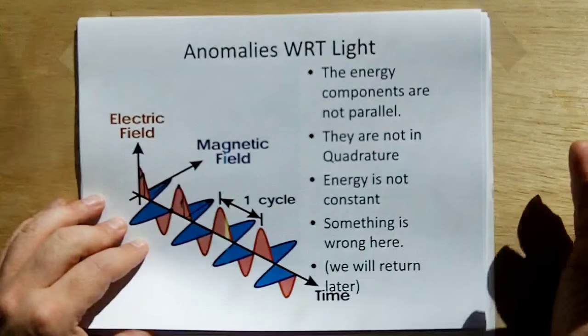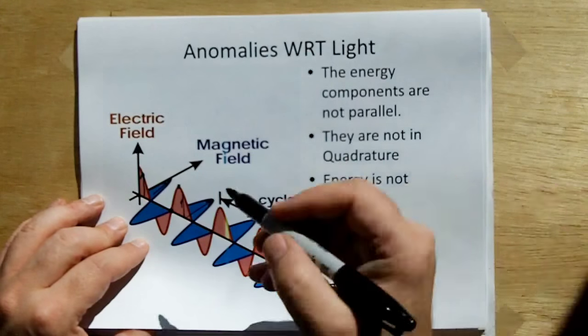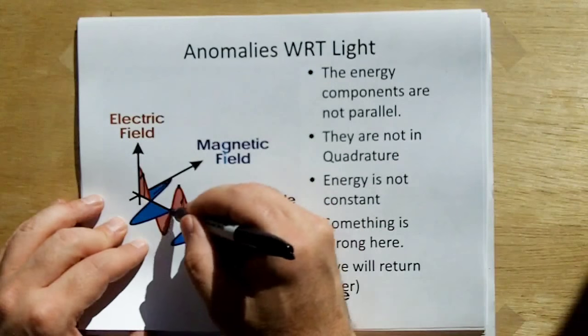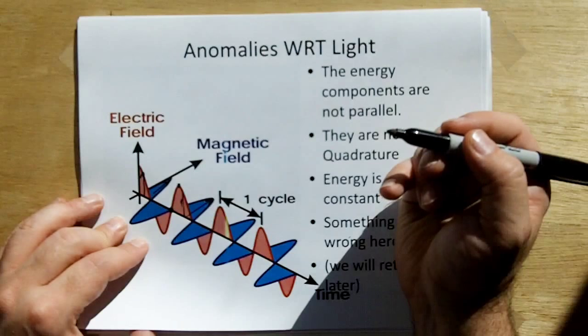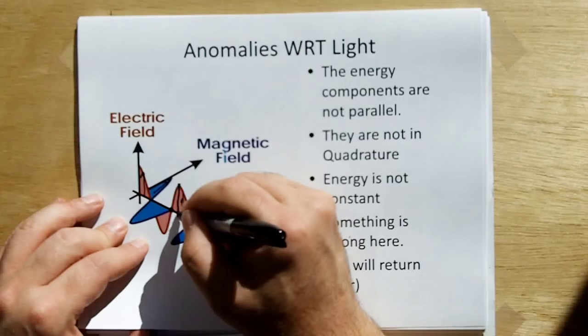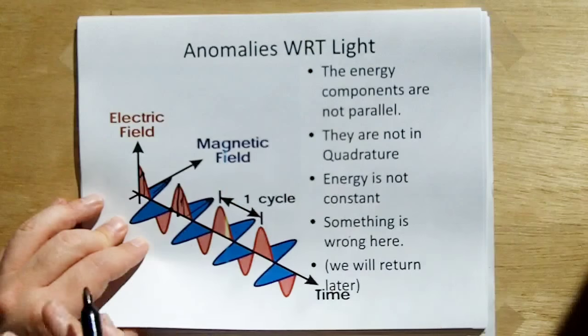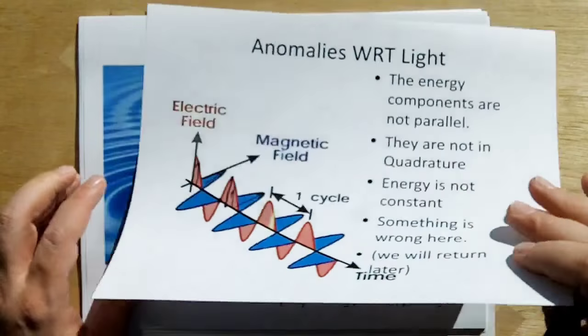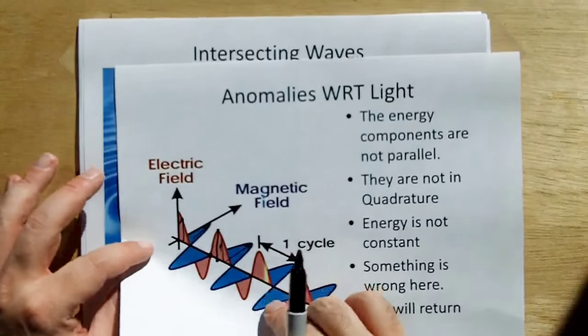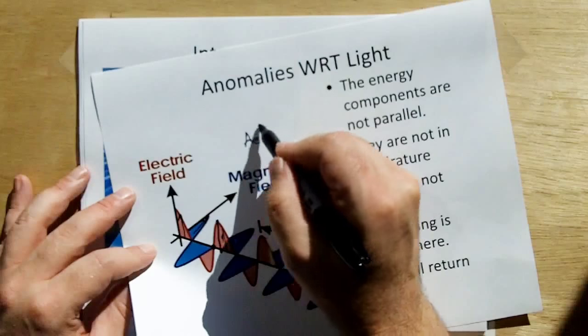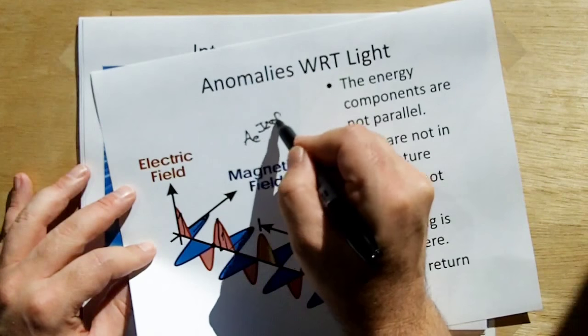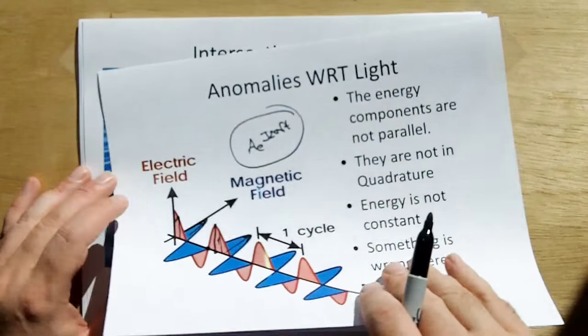And the biggest problem is it violates conservation of energy because, as stated in the opening video, as the photon passes here, it's zero energy. When a photon passes this point, it's got maximum energy. So you get a photon that blinks as it propagates. And this is not the model we use. Engineers use A e to the j 2 pi ft, or other variants of Euler's model.